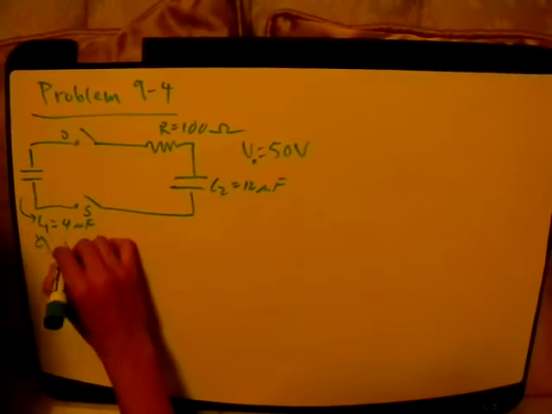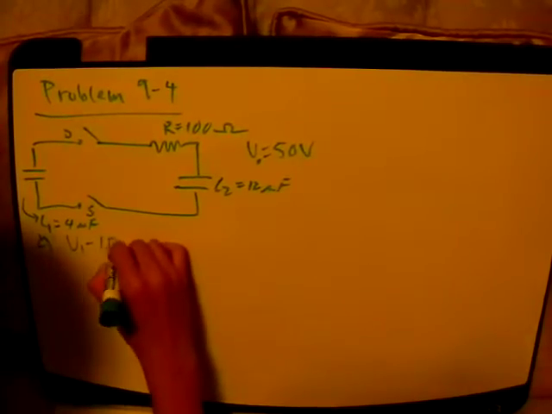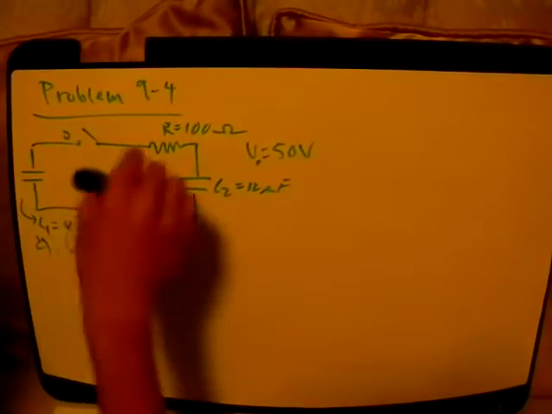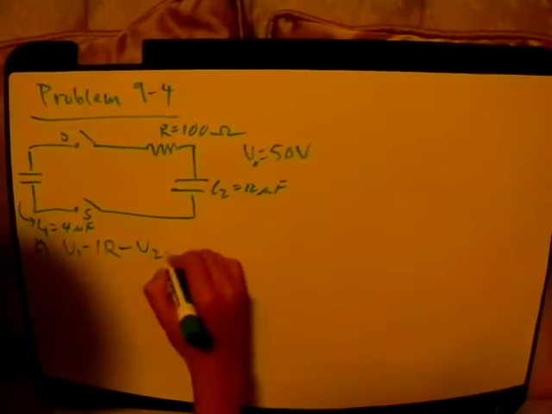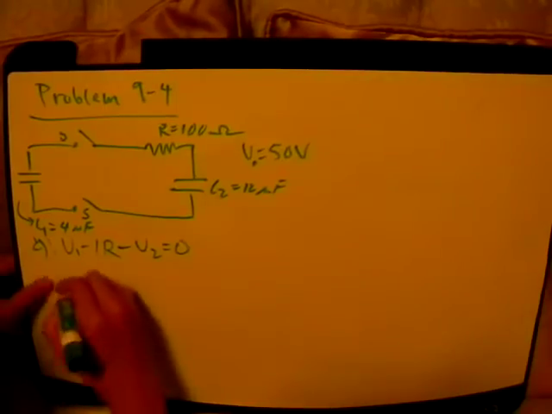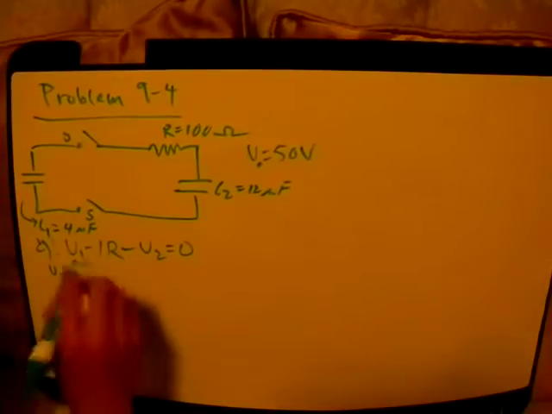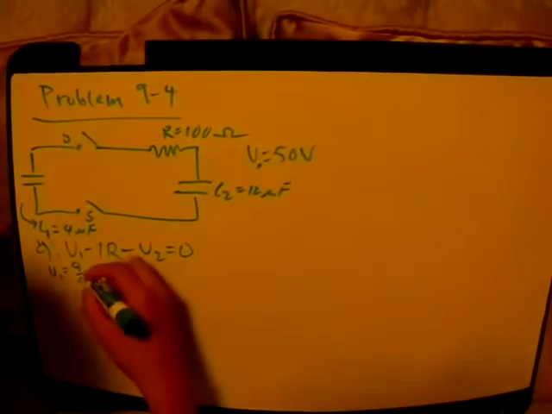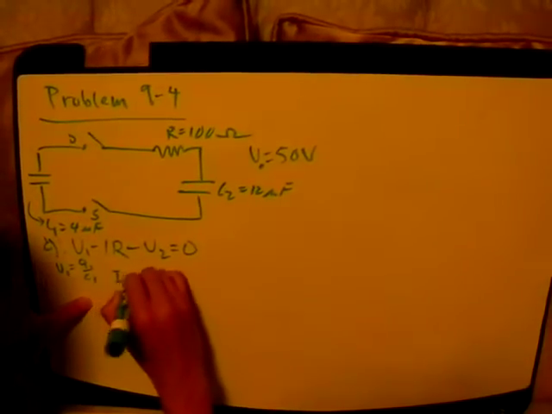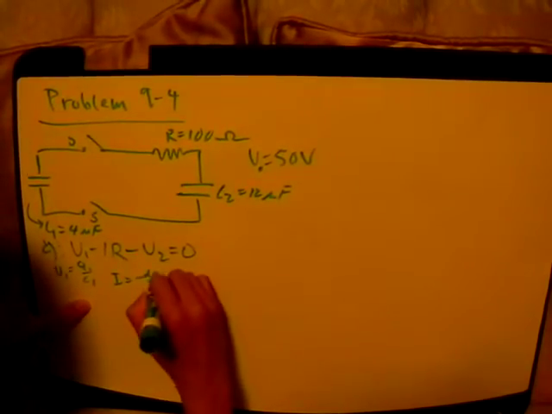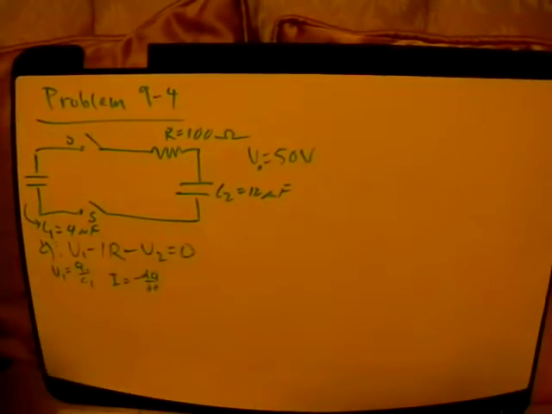So that means V1, if we're going in the direction, minus I times R, since these will have the same charge, but if you're going this way, it's different. So minus V2 is equal to 0. V1 is equal to Q1 over C1. I is the instantaneous change in charge versus time. So I is actually negative dQ/dt, negative because this is discharging. There is no battery to supply voltage, so it has to be discharging.